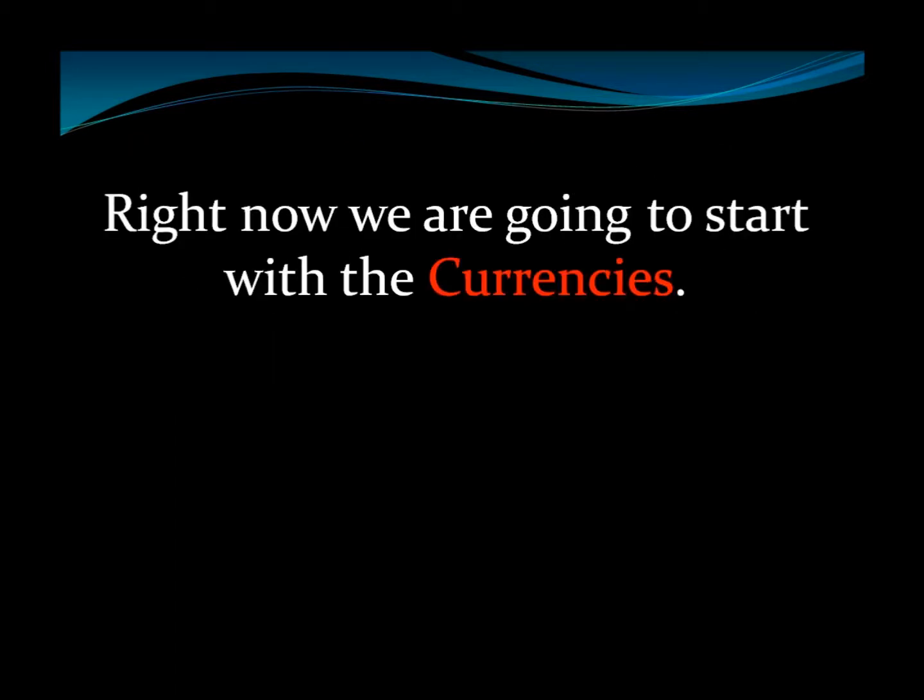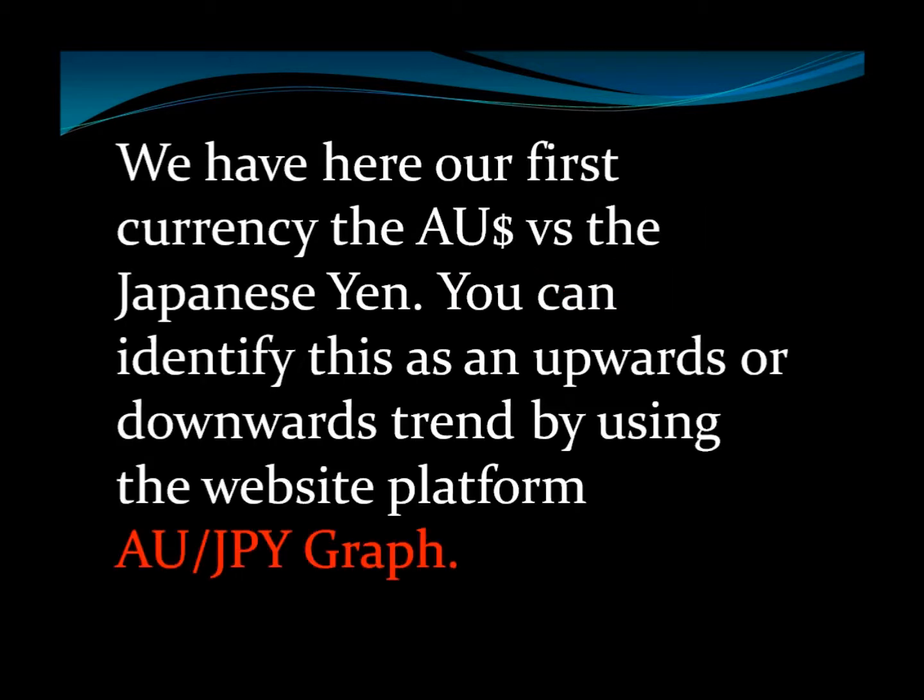Right now we are going to start with currencies. We have here our first currency, the AU dollar versus the Japanese yen. You can identify whether this is an upward or a downward trend by using the website platform AU/JPY graphs.